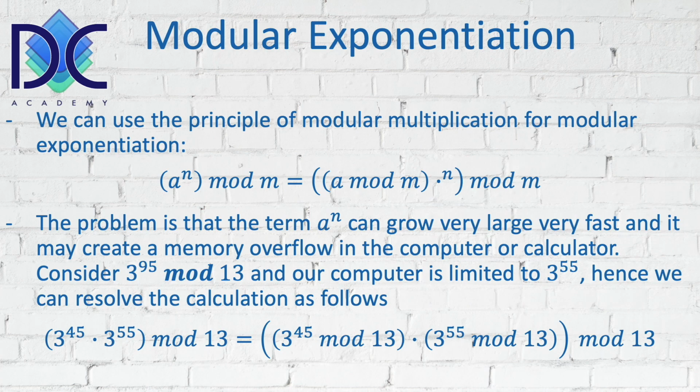We can say that 3 to the power 45 times 3 to the power 55 modulus 13 can be split up as a product of 3 to the power 45 modulus 13 and 3 to the power 55 modulus 13, and we take the modulus 13 on this. Both numbers are lower than the limit, so we can calculate them. But there are better ways to deal with this.